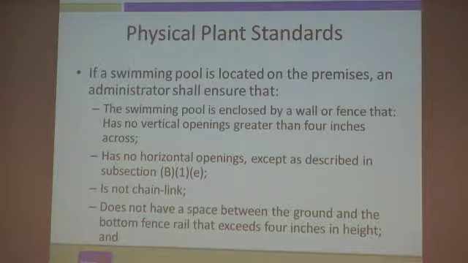All right, if you have a swimming pool, okay? The swimming pool is enclosed by walls or fences with no vertical openings greater than 4 inches across. No horizontal openings except as described. No chain link, and no space between the ground and the bottom fence rail that exceeds 4 inches in height. Okay.